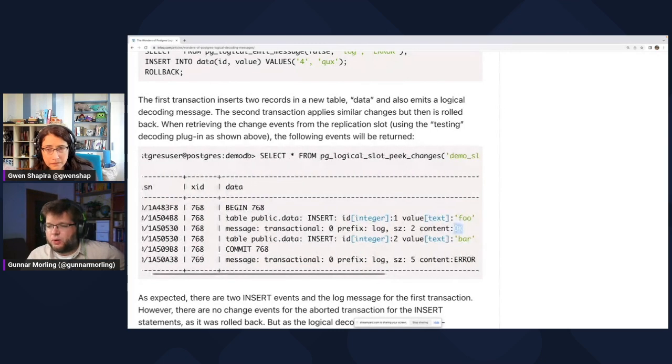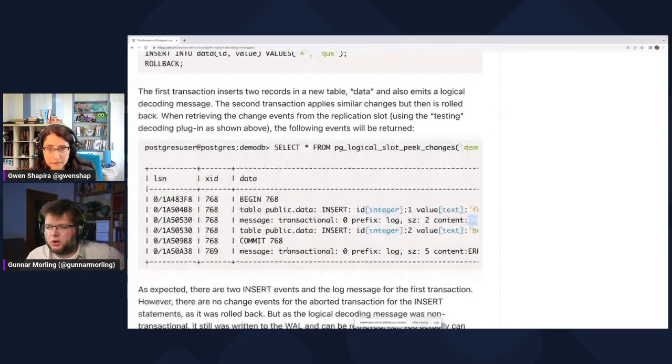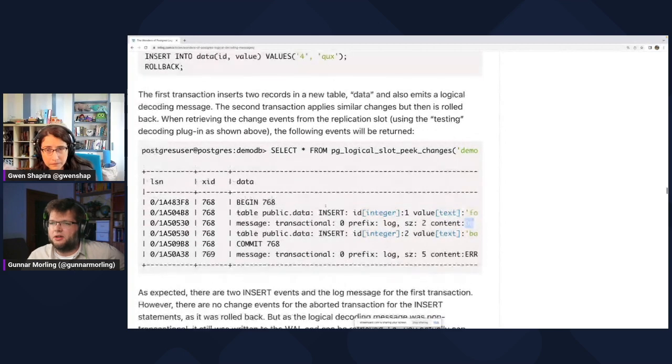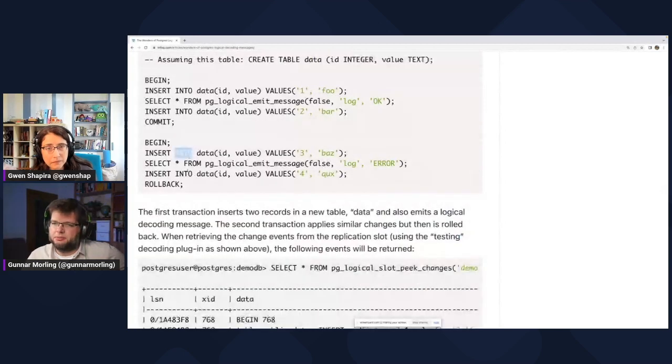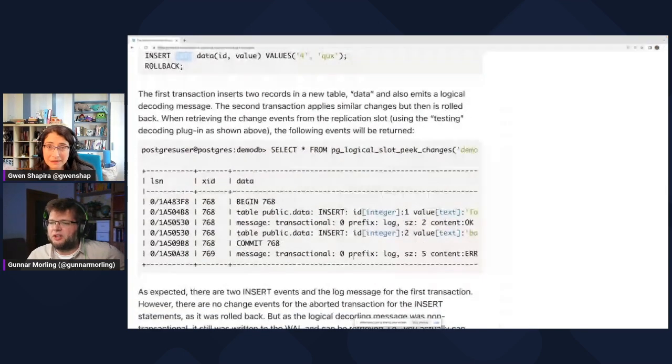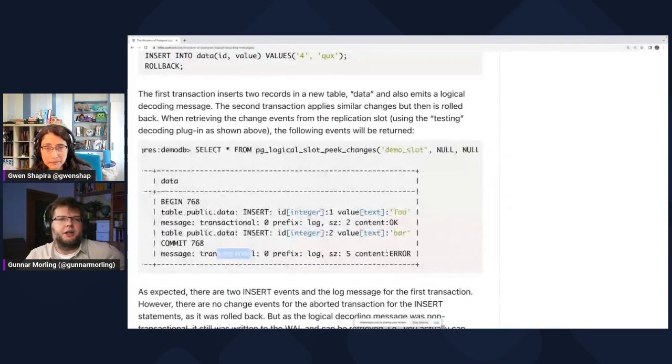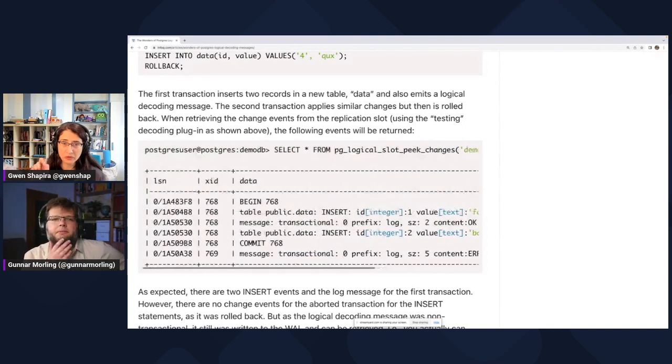And now for our second one, this was the transaction which got rolled back, right? And this is now interesting because we don't see the actual data changes. So we don't see those inserts, which we did here and here, because the transaction got rolled back. But we still see this log message, and hopefully there would be some context which describes what went wrong. That's pretty cool. And the key here is really to put transactional as false, as opposed to the previous one where the important bit was to leave it as true.